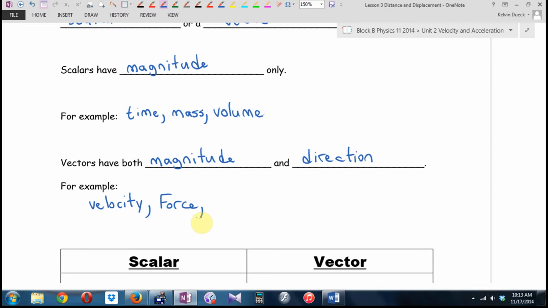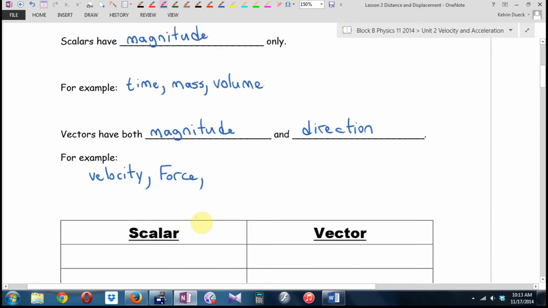But if I weigh something, it doesn't matter. If I add 10 kilograms and 10 kilograms, it's always going to be 20 kilograms. But if I push 10 newtons left and 10 newtons right, the answer is 0. If I push 10 newtons left and 10 newtons left, the answer is 20 newtons left, even though there's still 10 newtons. Direction makes a difference. Velocity, force, and for what it's worth, momentum are vectors. These are all concepts that we'll be looking at throughout this course.